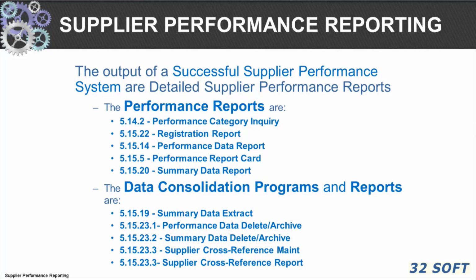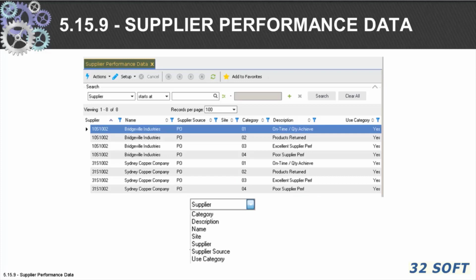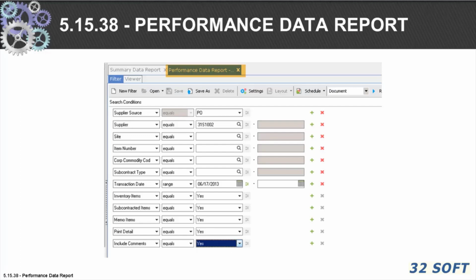The performance reports are category, registration reports, performance data, performance report cards, summary data, and the data consolidation programs reports, which are data summary extract, delete and archive, summary data, and the supplier cross-reference maintenance and reports. Here we have the settings for the report of data for supplier performance. The 5.15.38 creates the performance data report.